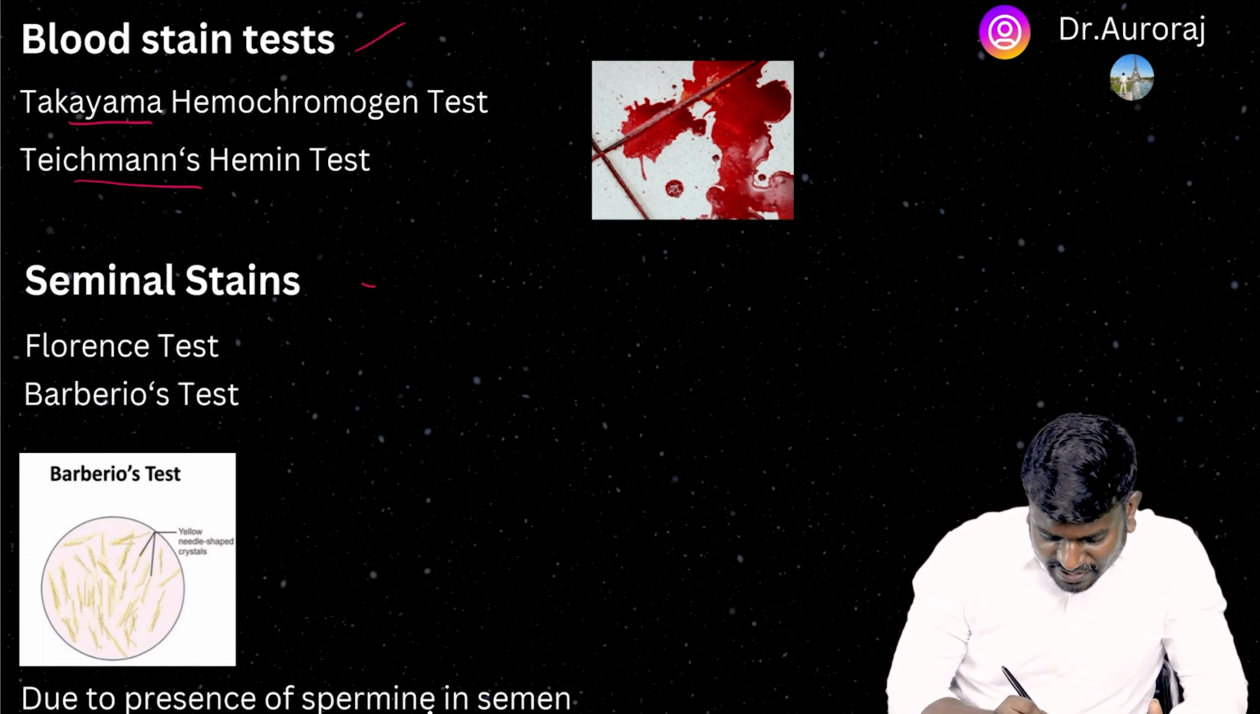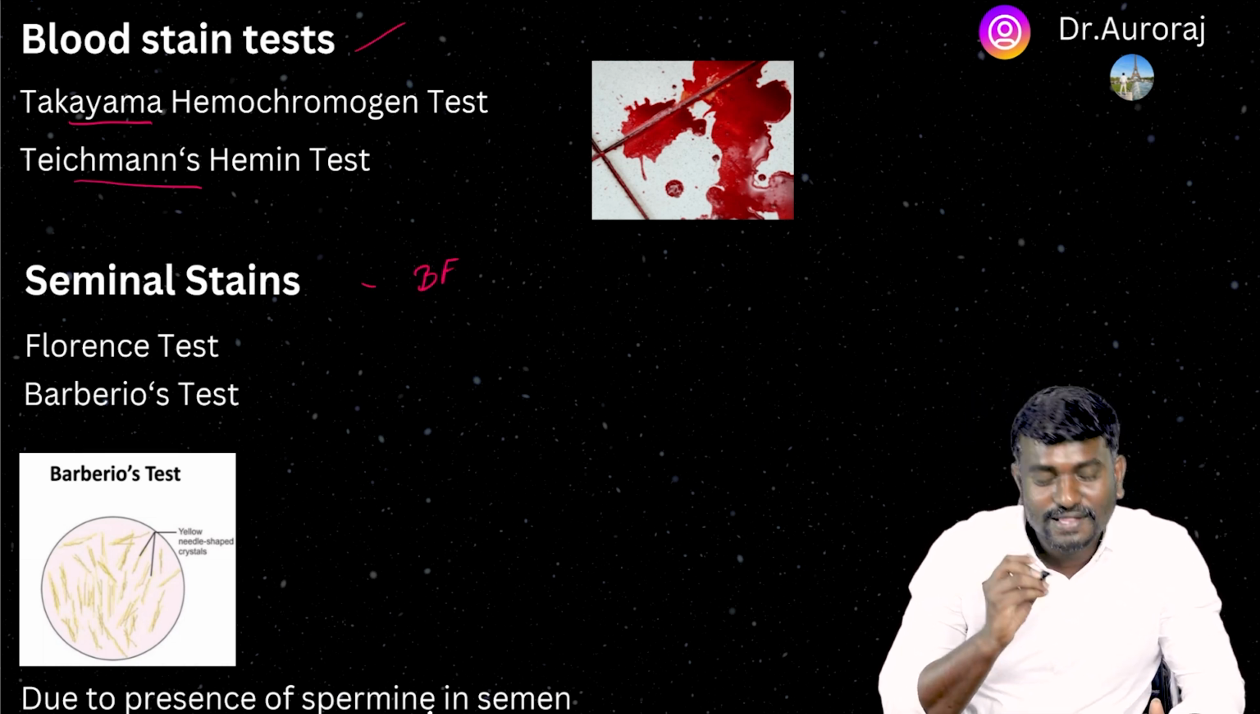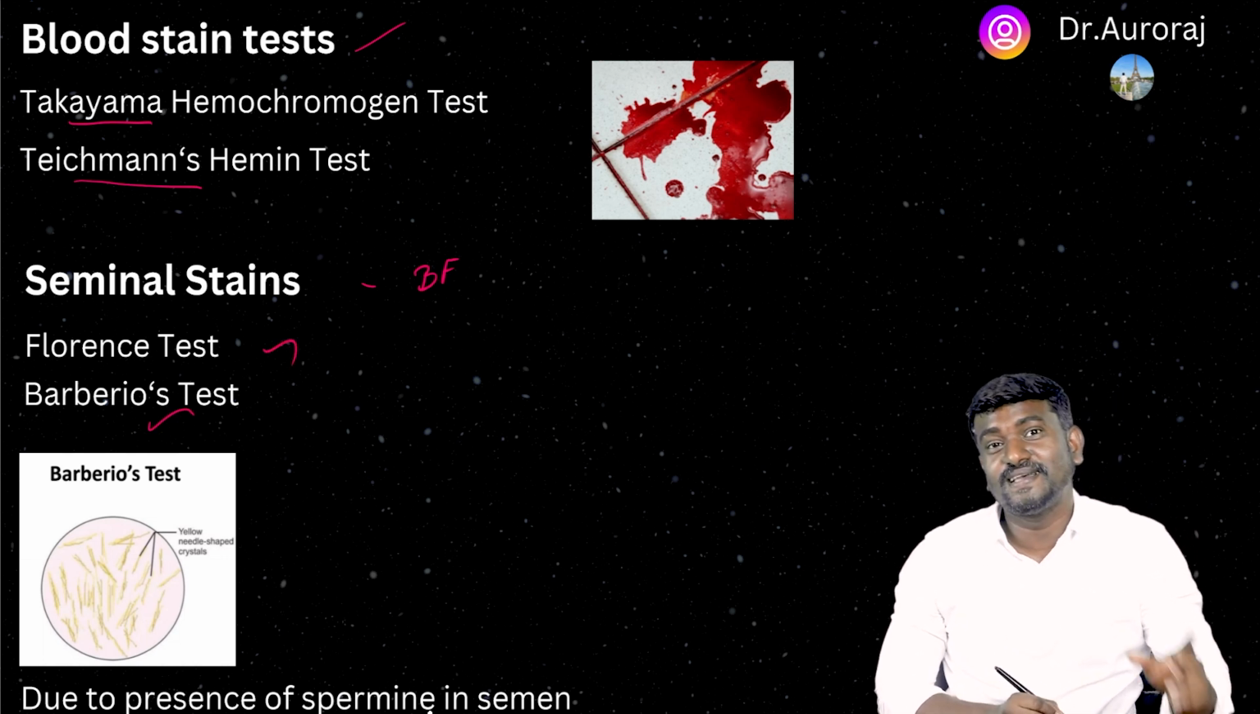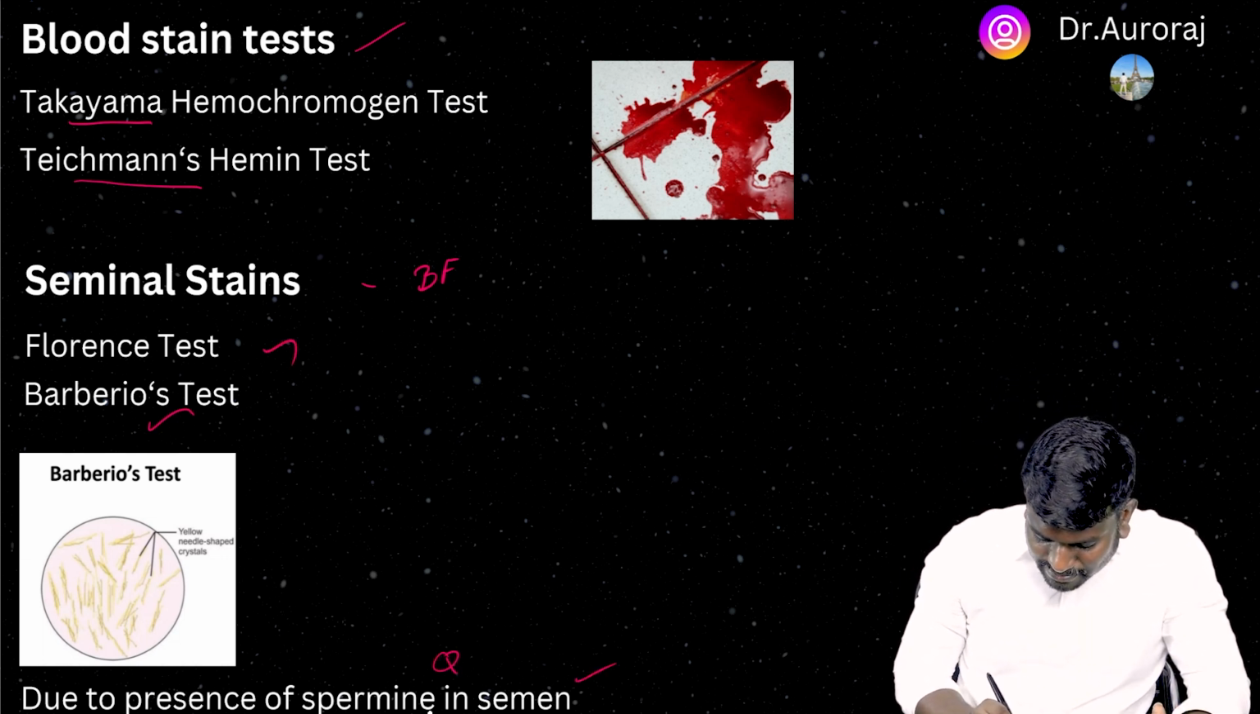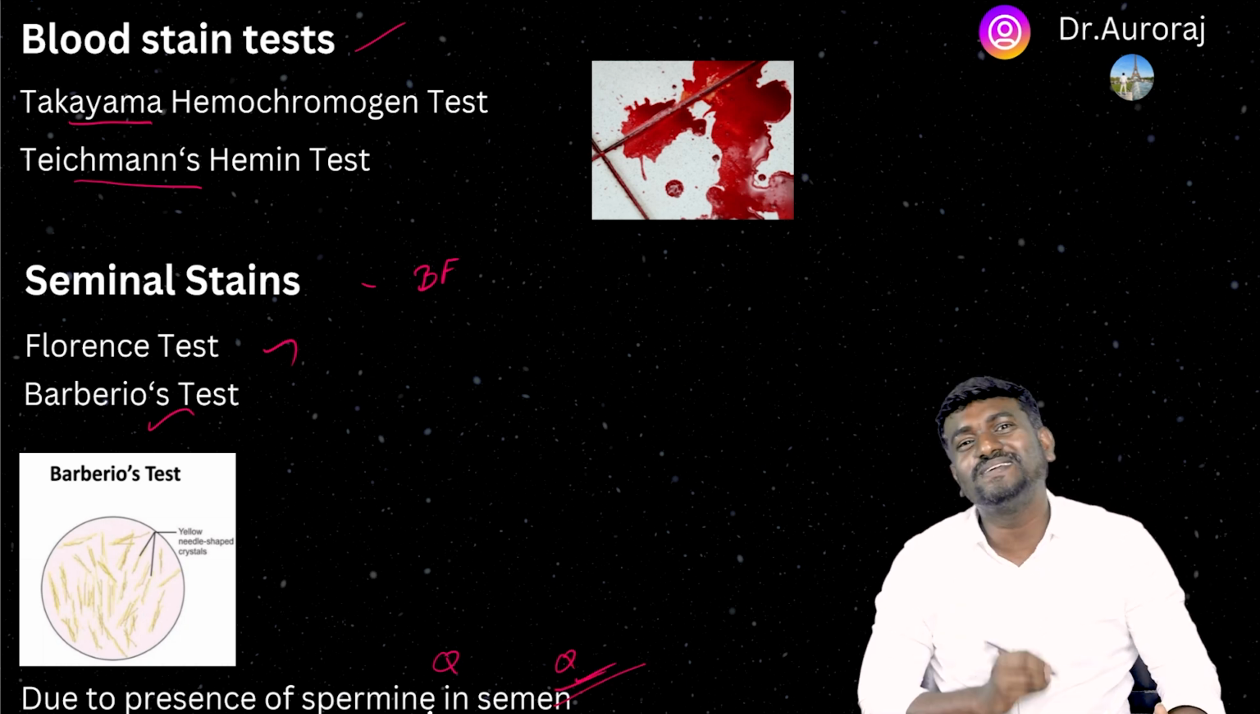Now, seminal stains. Remember with the mnemonic BF. B for boyfriend? No. It is for Barberio and fluorescent test. Barberio test is due to the presence of what? Spermine in the semen. This has been asked in the exam. Please remember.